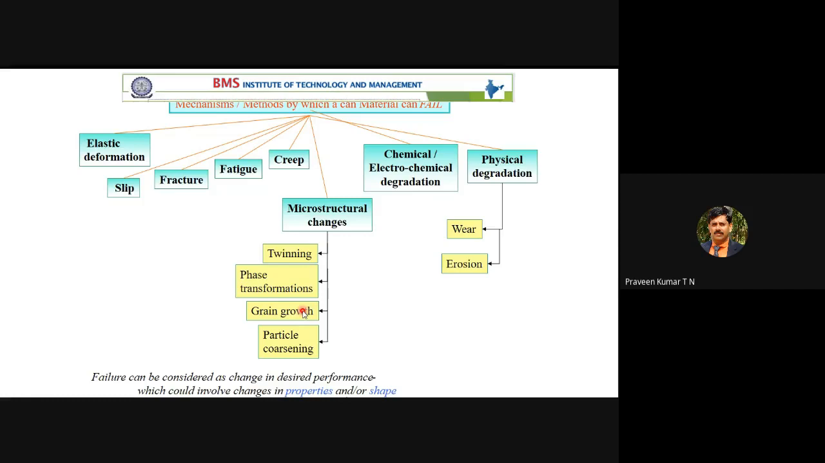The grain means it may have around 100 unit cells. So during the process of solidification, instead of 100, some more nuclei may form, and finally instead of 100, it may grow to 200 or 300. Or if the grain size is, let it be 0.1 mm, during some treatment the size may increase from 0.2 to 0.25. That is the growth.